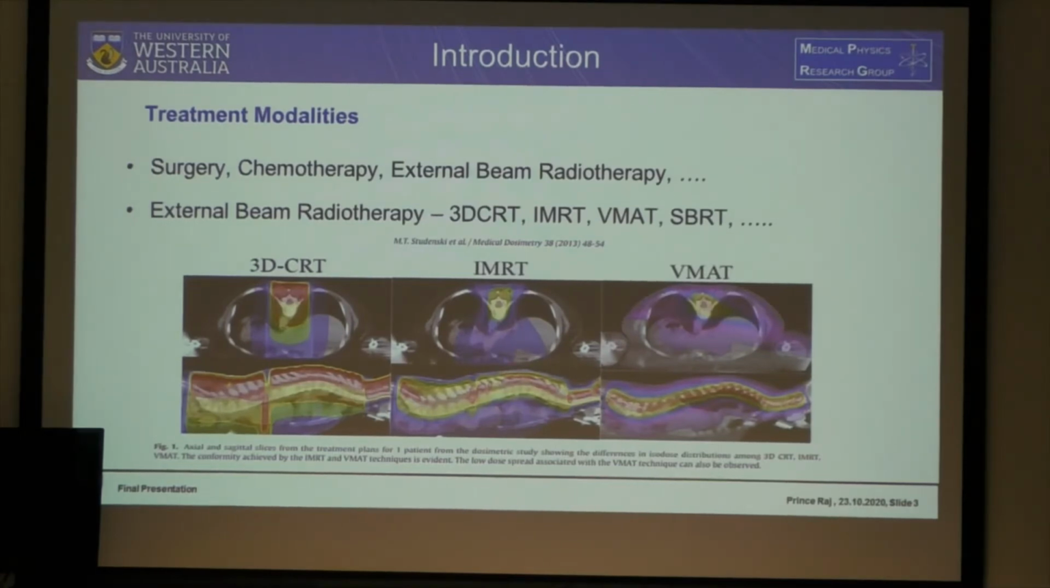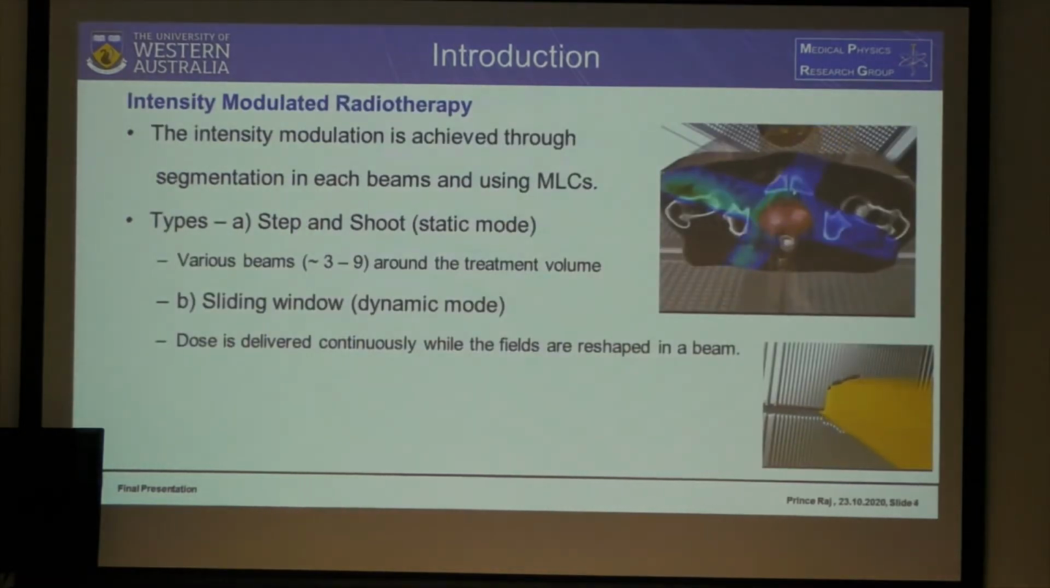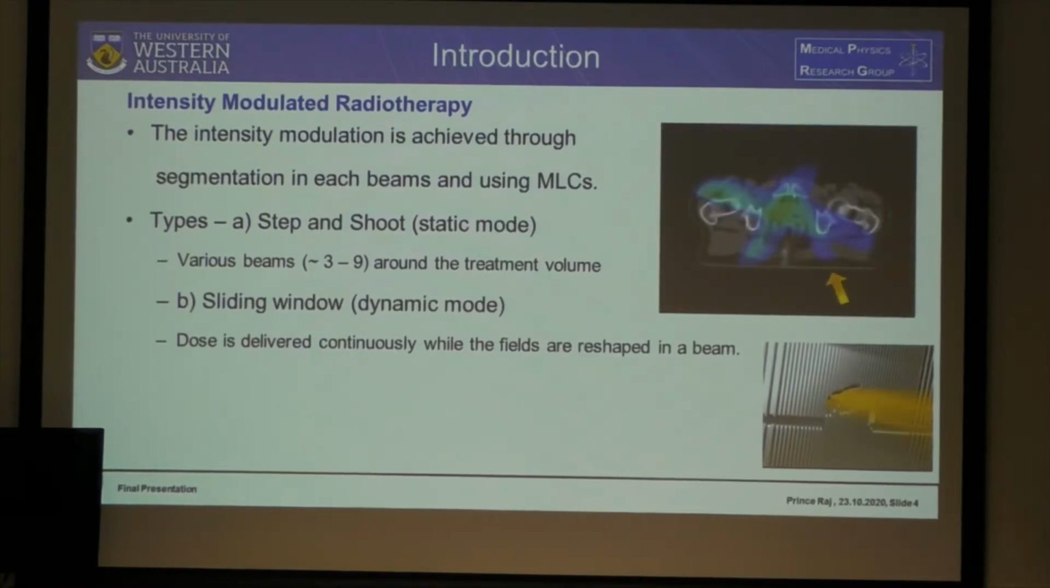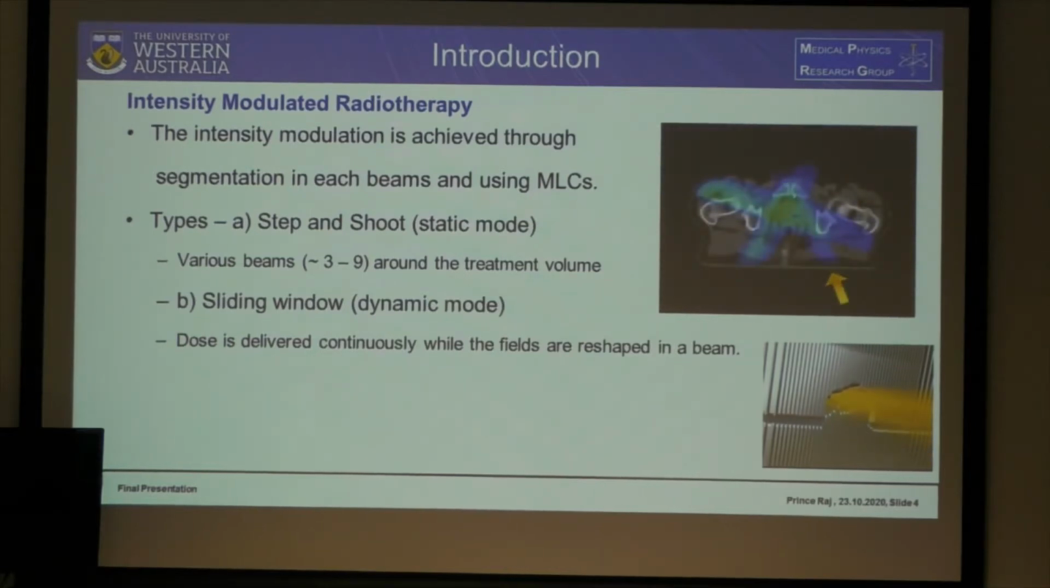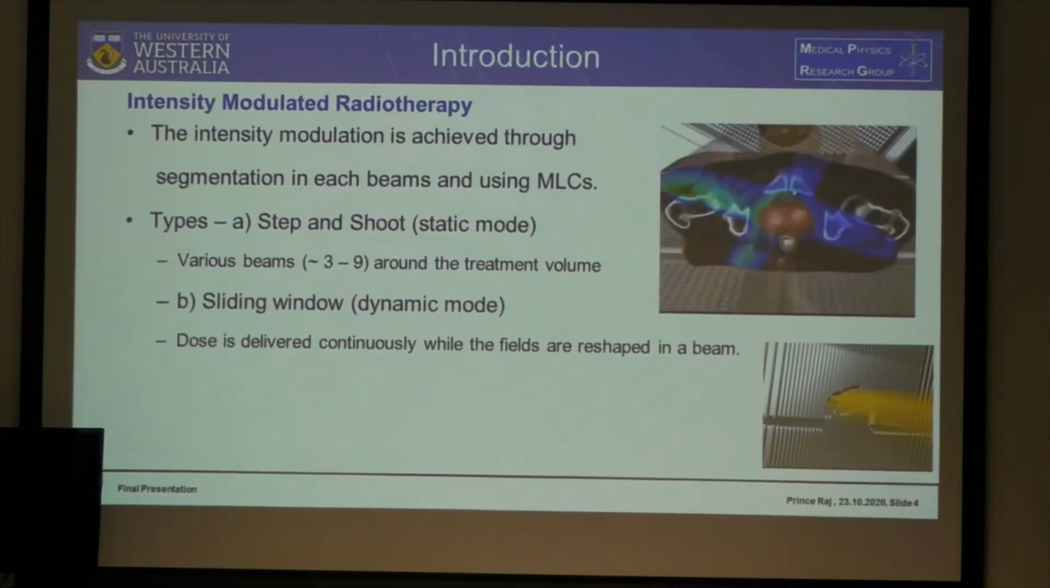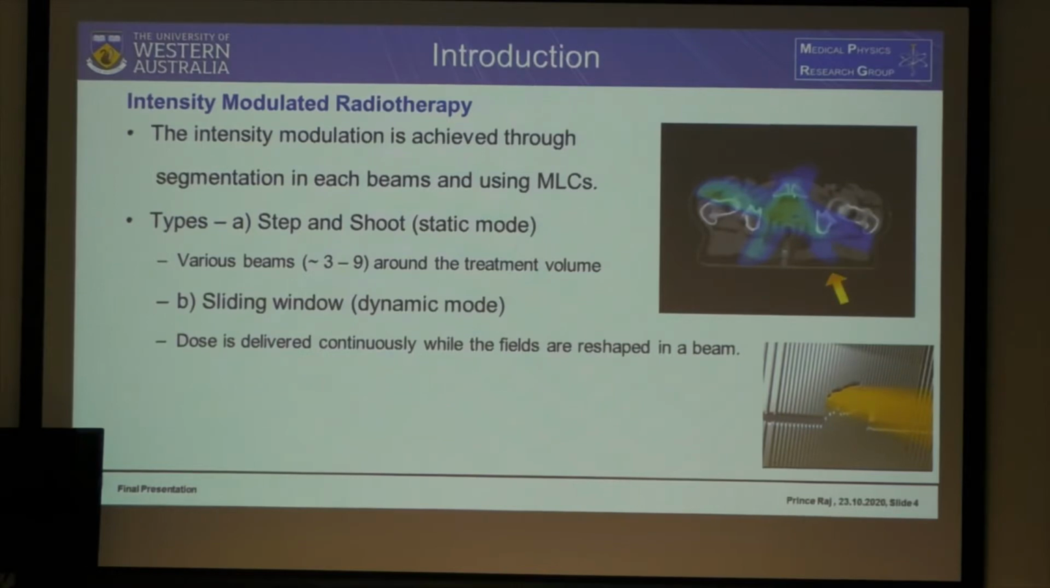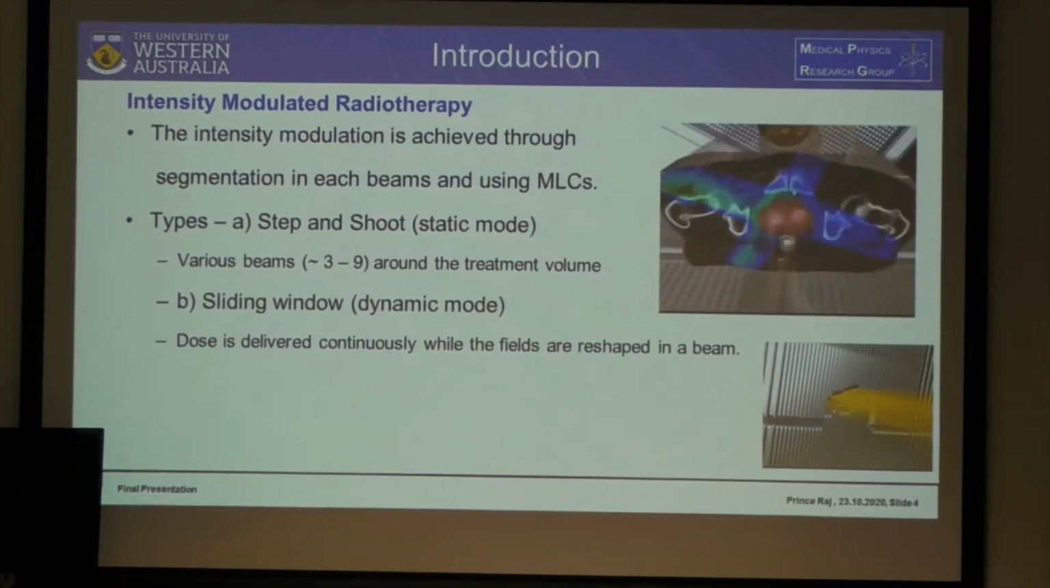These are some pictures I took for dose distribution comparison between the older technique, three-dimensional conformal radiotherapy, and the newer ones, IMRT and VMAT. Briefly summarizing, intensity modulated radiotherapy is achieved through segmentation in each beam and setting a number of beams around the patient to spread the dose in the patient. There are two basic types of intensity modulated radiotherapy, step and shoot and sliding window methods, which are usually static mode and dynamic mode in the LINAC.